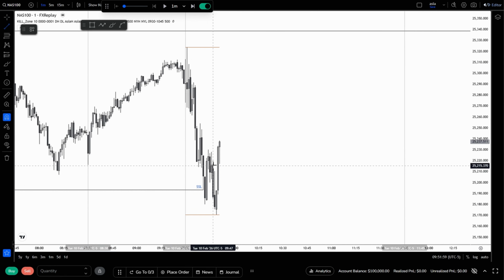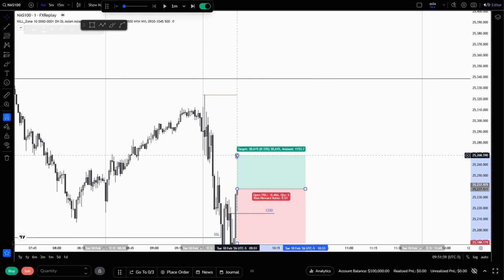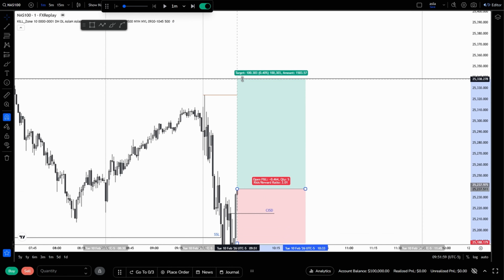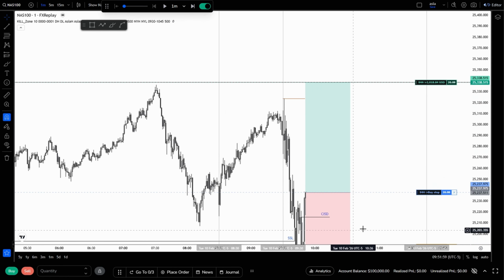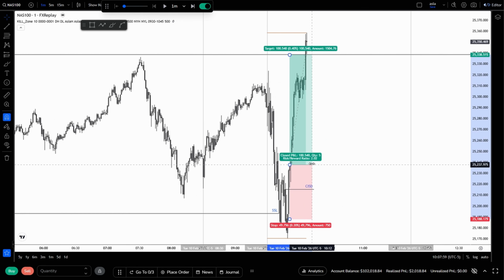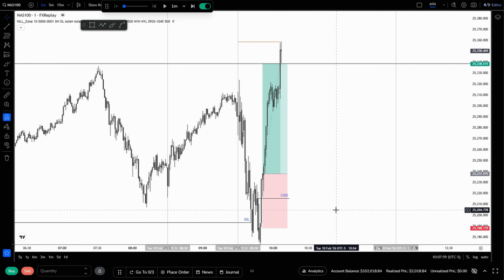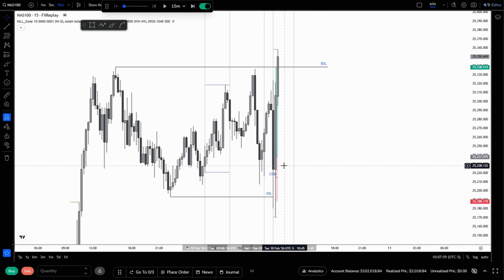Once that change in state of delivery forms, that becomes our entry trigger. We can comfortably enter at that shift, place our stop loss below the low that was swept, and then target the opposing higher time frame key level above, the buy side liquidity. And as you can see, price moves cleanly, smoothly, and directly into those highs. This is exactly how this concept is meant to be used.